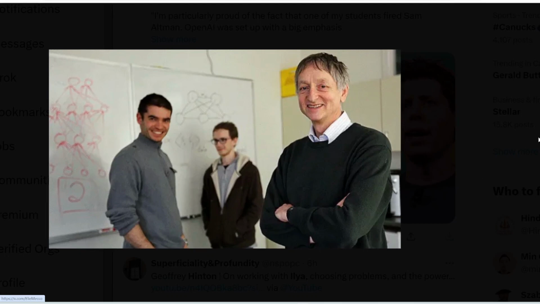Now, the student that he was referring to is actually Ilya Sutskever. So yes, he is actually one of Jeffrey's students, and Ilya is one of the top AI scientists in the world. And he was the one who at least tried to fire Sam Altman back in November. And now he has left OpenAI and has started his own company called Safe Superintelligence.